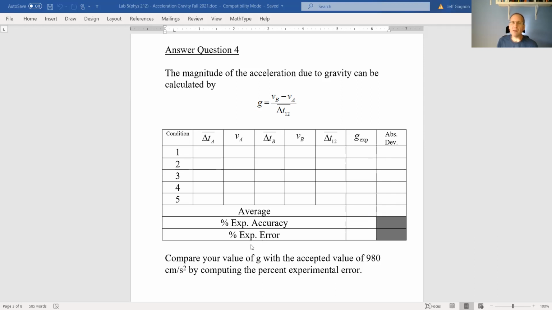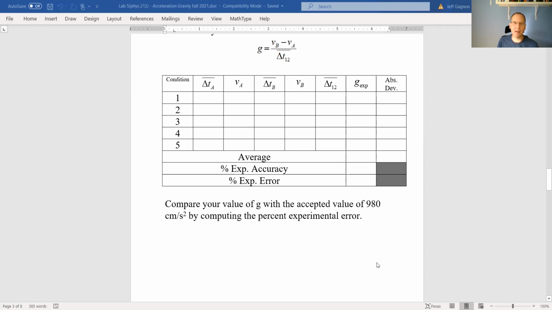And then I also want you to do, and this is also in question 4, compute the percent experimental error. In other words, compare your value, this is your experimental G, to the accepted gold standard value, which is 980. Okay, and remember how to compute a percent experimental error. You have to subtract your value minus 980, and you take the absolute value, so you make it positive. Then you divide by the accepted gold standard value, so divide by 980 times 100, and that'll be your percent experimental error.